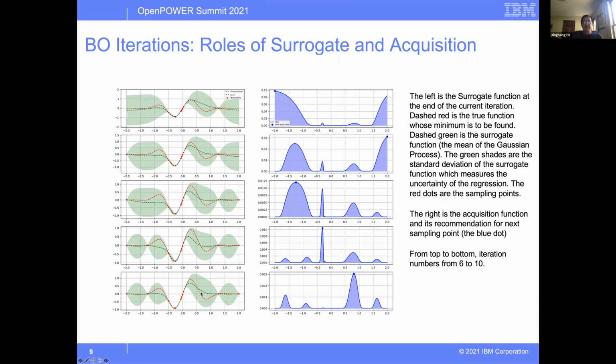This one just continues with the previous chart. It goes from iteration 6 to 10. We can tell that at the end of 10, it has pretty much found the global minimum. And there are areas which are still largely not explored because the algorithm is not interested in getting data points across. It's focusing on finding the minimum.